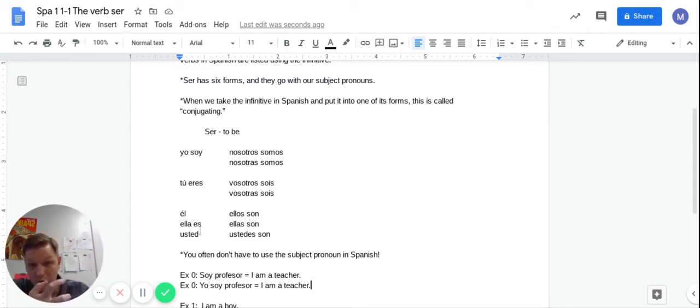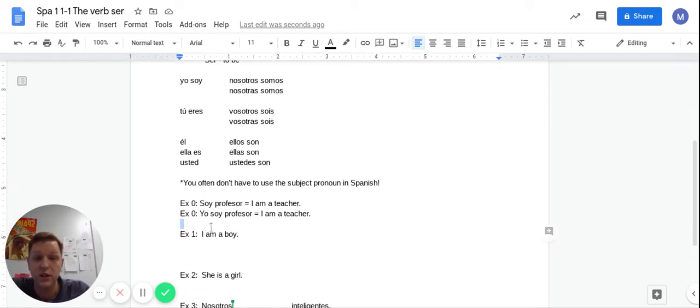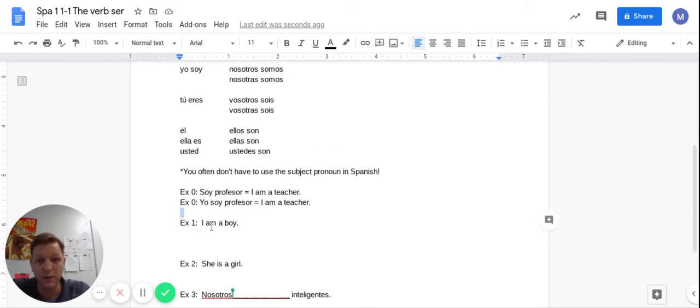So you have to clarify when you use es, which one you're talking about. We'll see that more in the future. Let's try some examples of this verb ser. And here we go. This example 1, I'm going to do it for you.